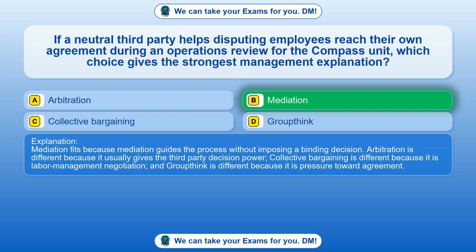Mediation fits because mediation guides the process without imposing a binding decision. Arbitration is different because it usually gives the third-party decision power. Collective bargaining is different because it is labor management negotiation, and groupthink is different because it is pressure toward agreement.